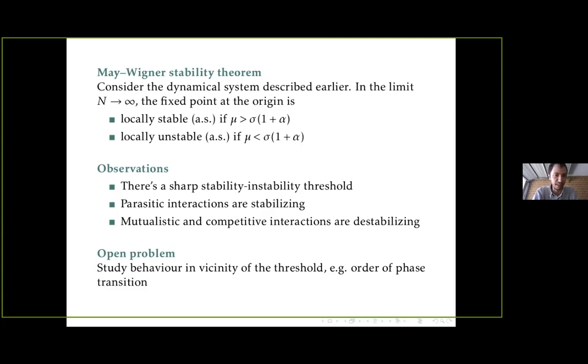So the observation we want to make here that is worthwhile about this kind of system is that, first of all, there's a sharp transition between stability and instability. That is a priori not obvious. The second observation that's worth making, if we recall our interpretation of this parameter alpha, is that when alpha becomes bigger, it favors mutualistic and competitive interaction, while when it becomes smaller, it favors parasitic or predator-prey type interaction. So what we see here is that parasitic interactions actually are stabilizing, while mutualistic and competitive interactions are destabilizing.